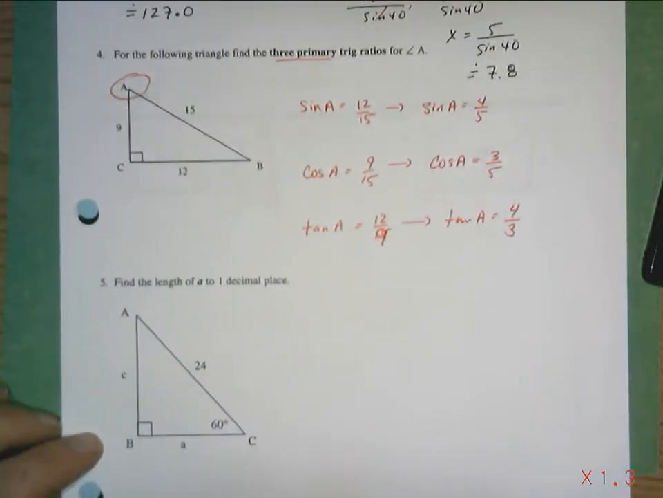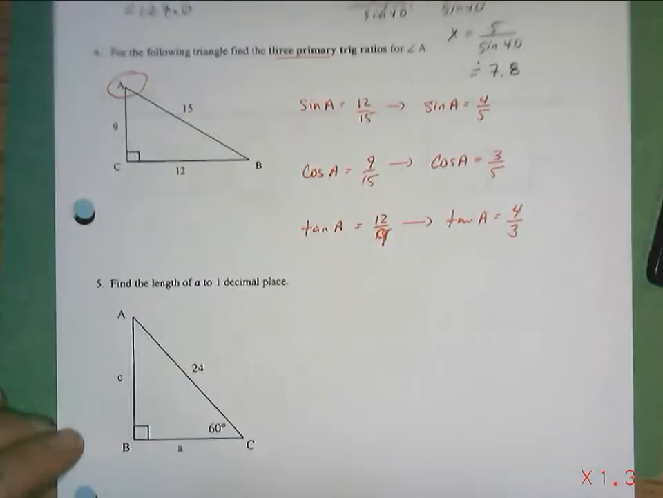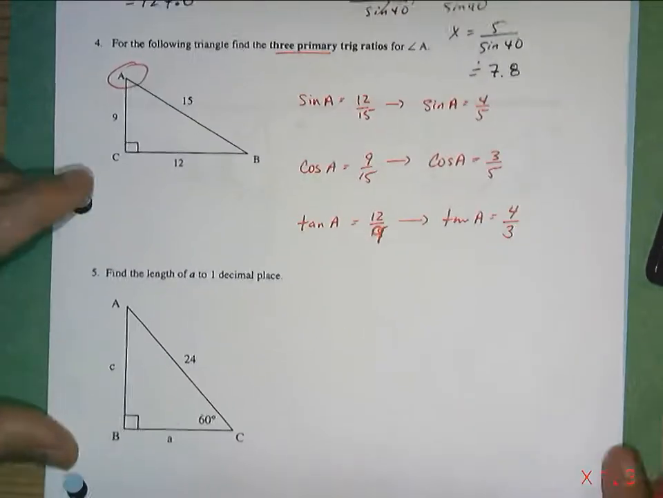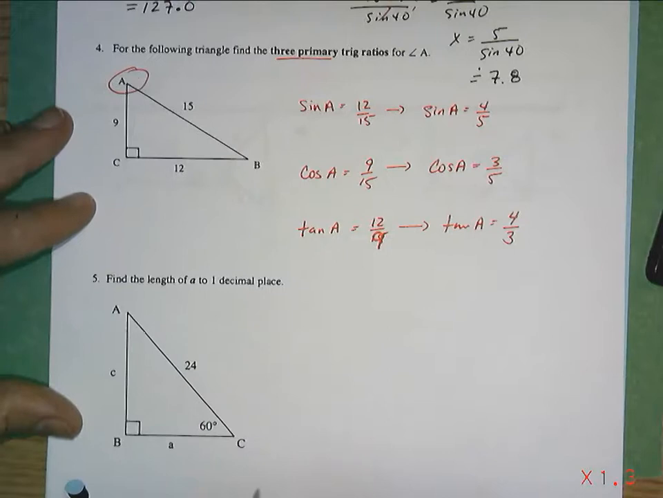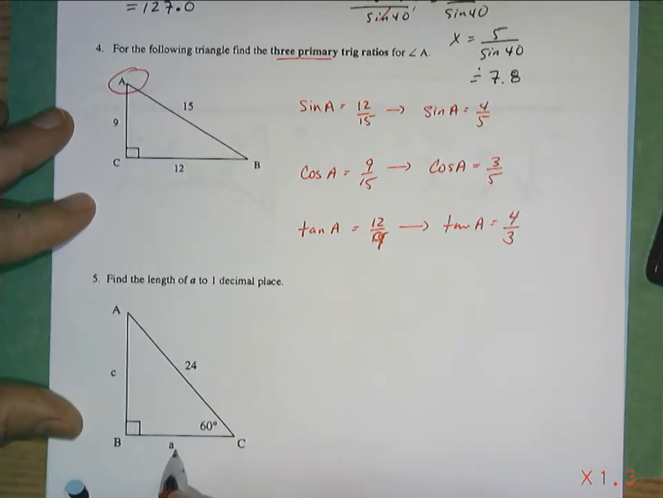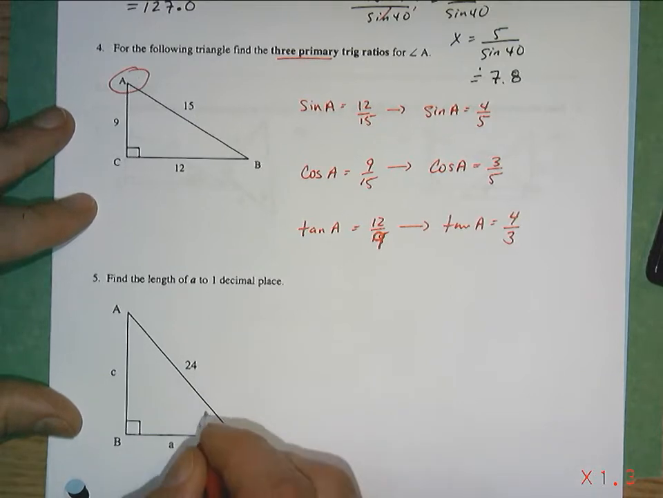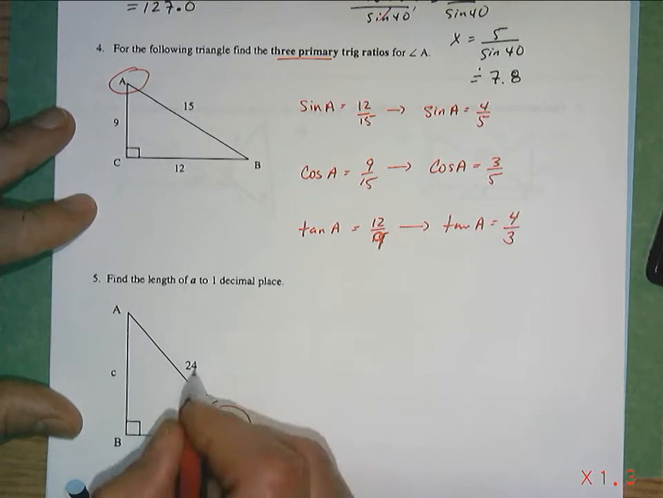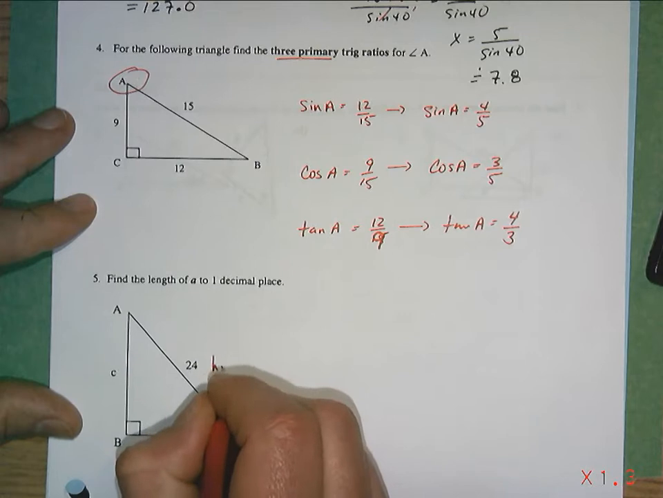Okay, number 4. I'm not sure if things are a little bit blurry, so I'm going to hit the focus button and see if things work out a little bit better for us. Yeah, maybe. Okay. Find the length of A to 1 decimal place. So here's vertex A, and they've labeled this side little a. So they've done it correctly. Good. This is the angle that they're giving us, which is 60. So I want to know A. I'm given 60, and this 24 is the hypotenuse.